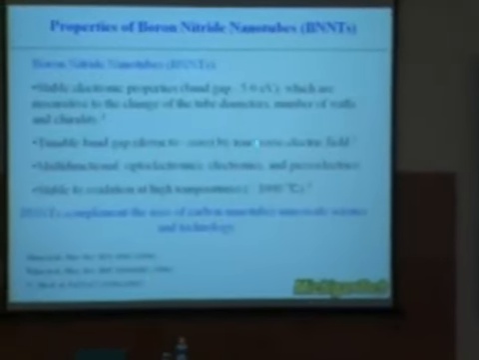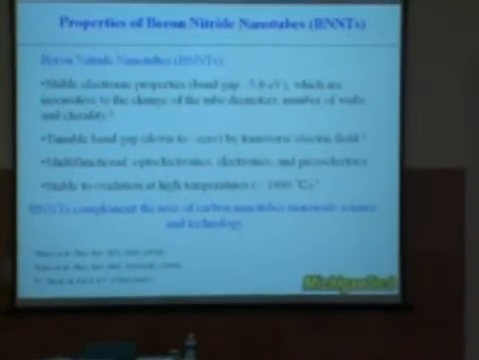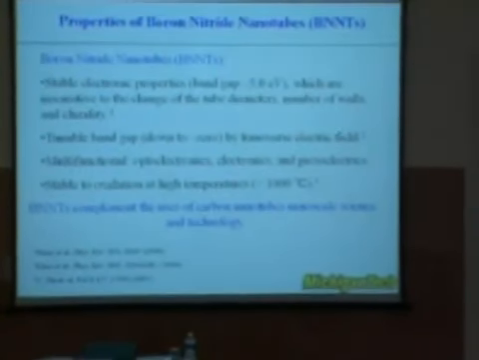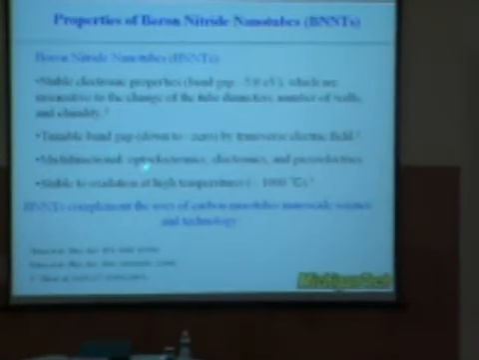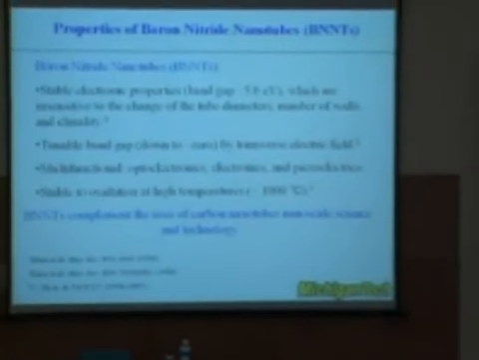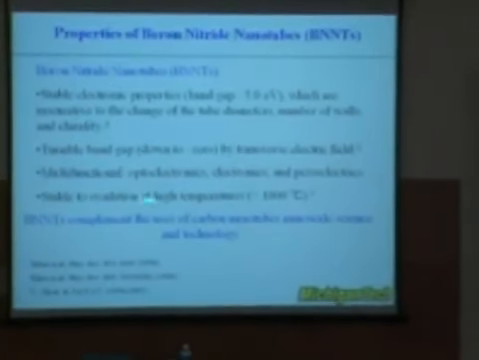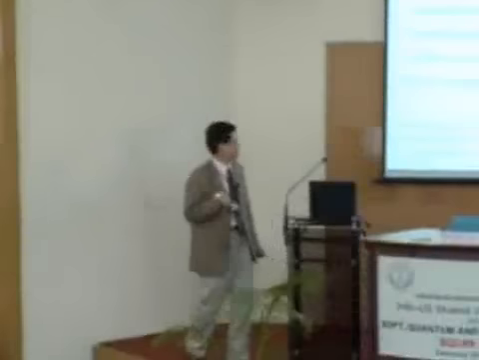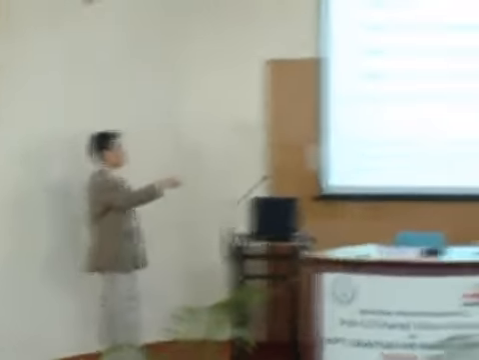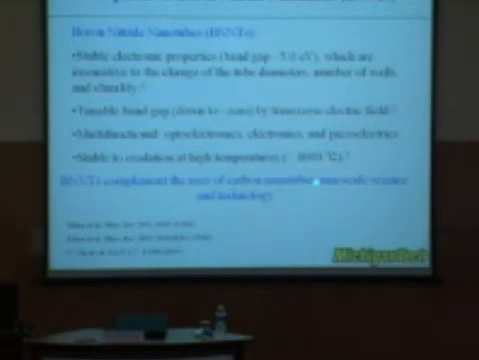The next thing is that you can also tune the band gap even down to 0 by the so-called giant Stark effect, by applying a transverse electric field. And it is multifunctional. It can be used for optoelectronics, of course electronics, and they have some piezoelectric properties. And they can be very stable to oxidation. If you have a computer chip that operates at very high density, you might have a few hundred degrees Celsius of temperature, but this can be stable up to even more than 1,000 Celsius. So I would say that boron nitride nanotubes will complement the uses of carbon nanotubes.